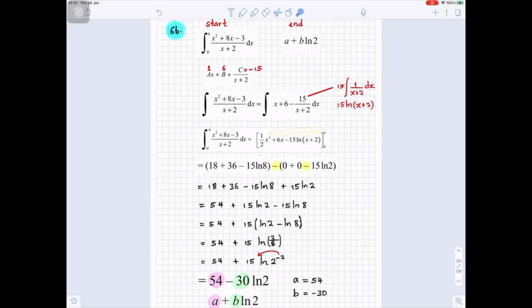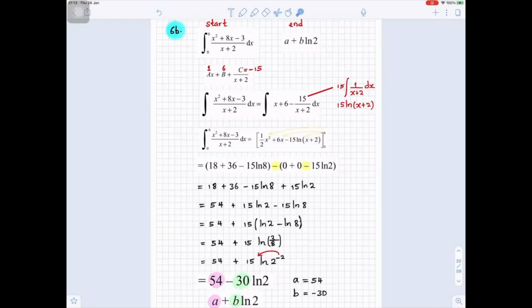Now there's the limit from 0 to 6. We substitute in 6. 6 will go in there first, and you go there, and you go there. That gives you 18 plus 36 minus 15 ln 8. After that, 0 will go there, and 0 will go there, and 0 will go there. So you get 0 plus 0 minus 15 ln 2.